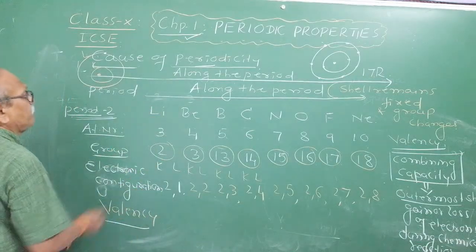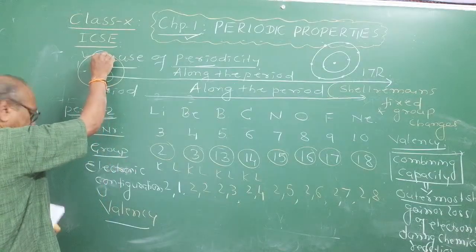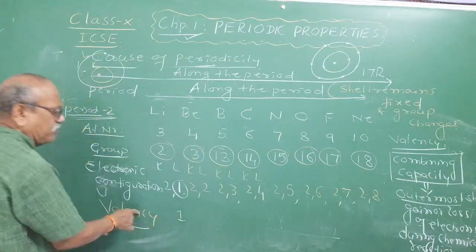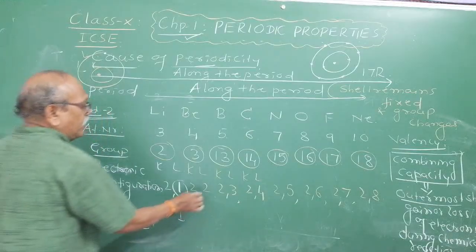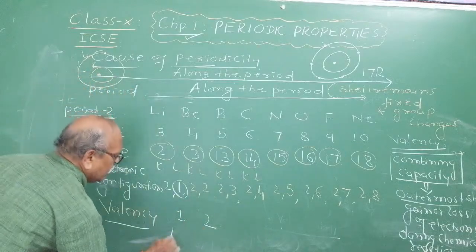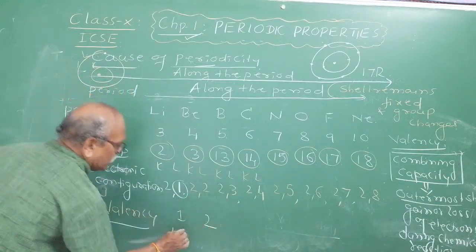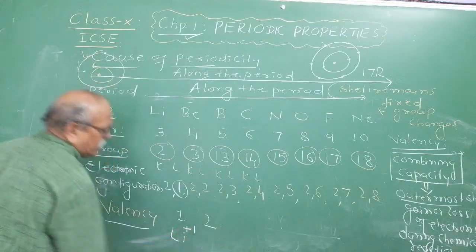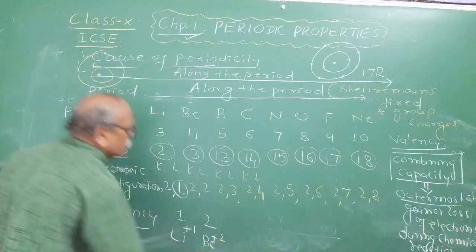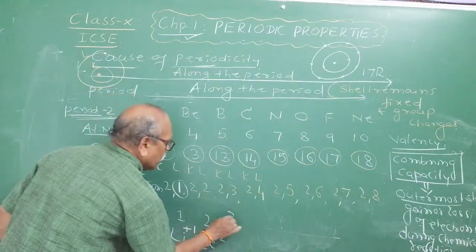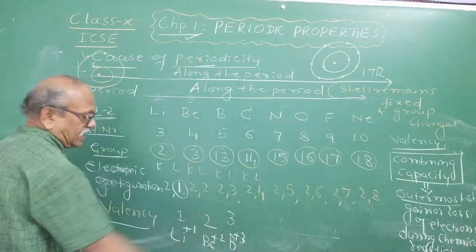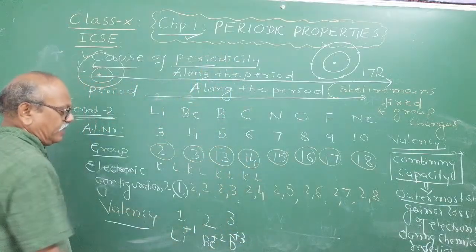Valency means the number of electrons in the outermost shell. How many electrons are present in the outermost shell of lithium? Its valency is 1. Its combining capacity is 1. Beryllium has valency 2. Lithium can lose 1 electron, therefore it will have valency plus 1. Beryllium will have valency plus 2. Boron has 3 electrons, therefore the valency of boron is plus 3. The entire family will have valency plus 3.